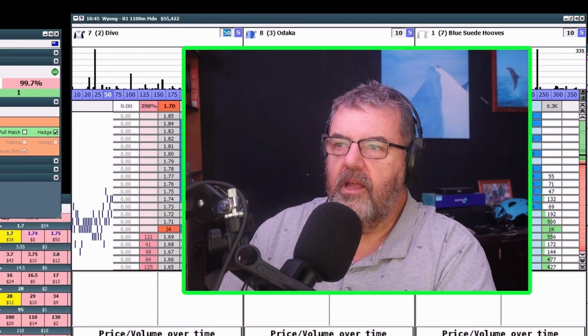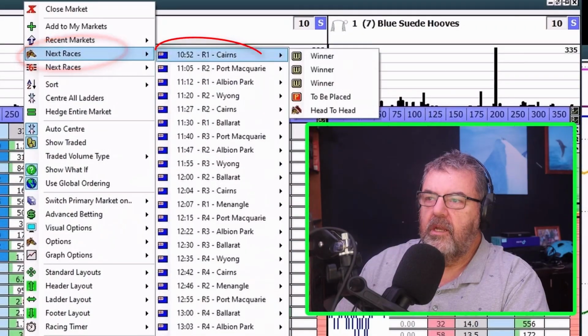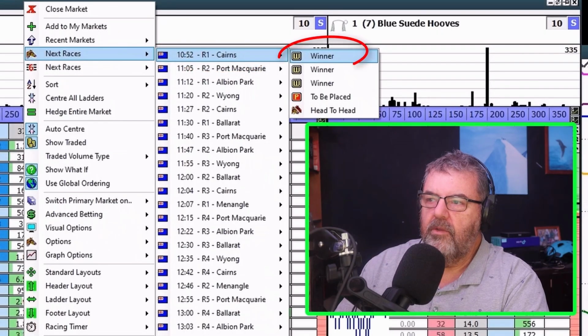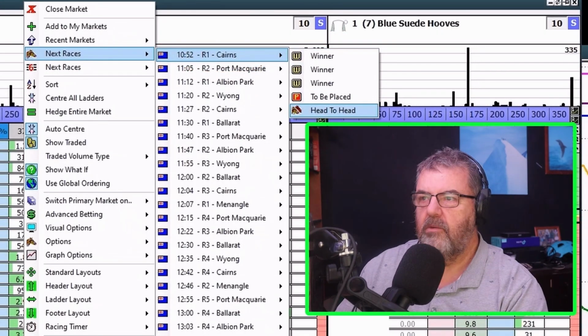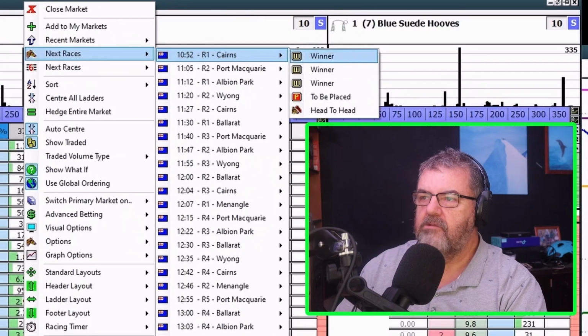So I right click on the ladder here. Next race is in Cairns. I'm looking for the winner, not the place, or a head-to-head, meaning horse A versus horse B, whatever. So I'm looking at the Cairns race for a winner.